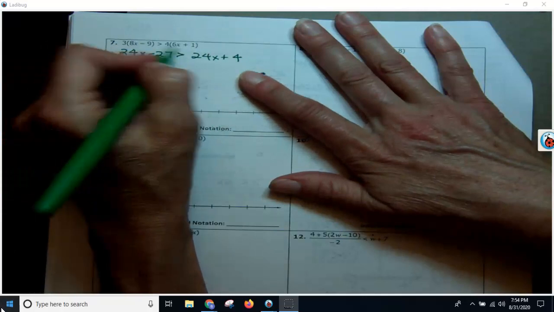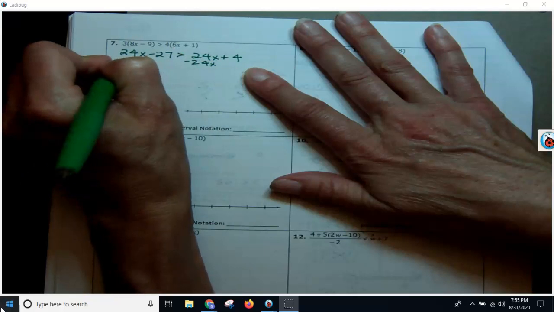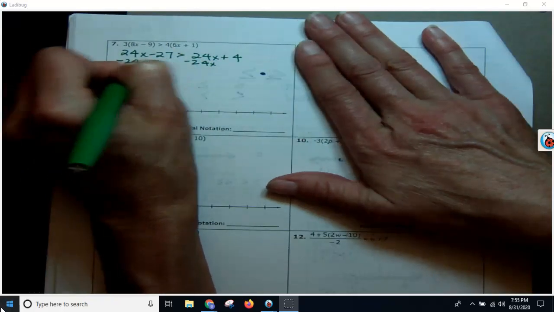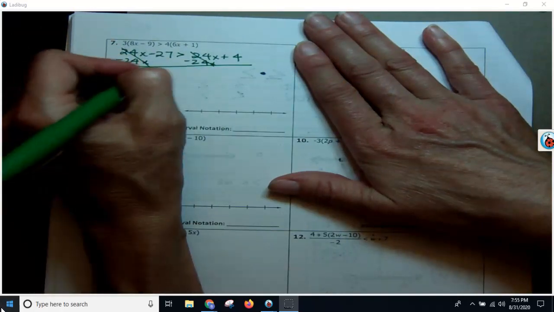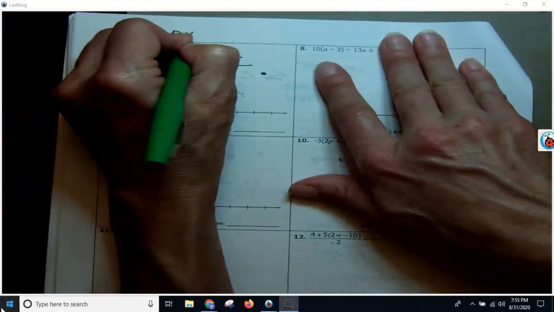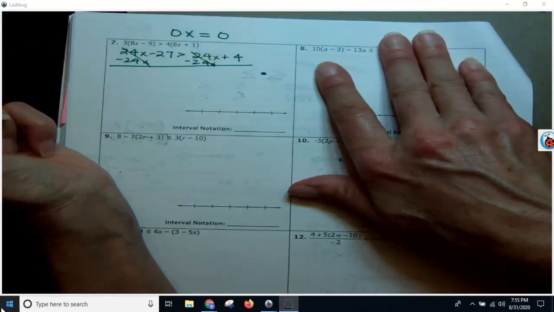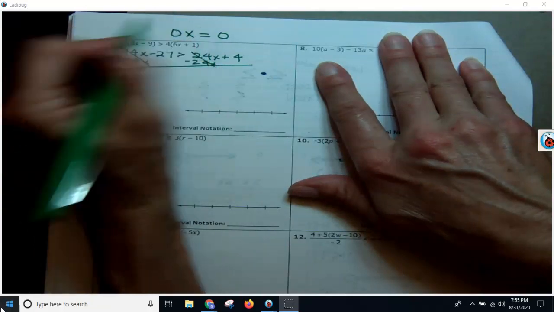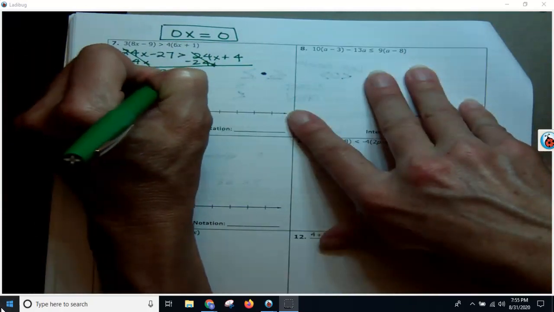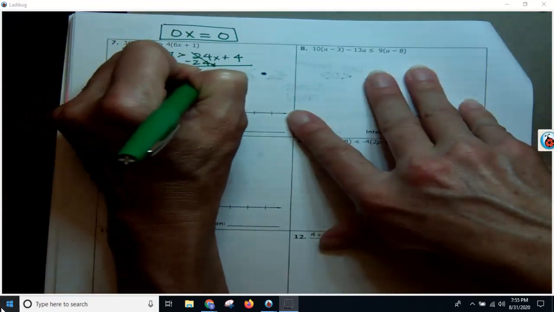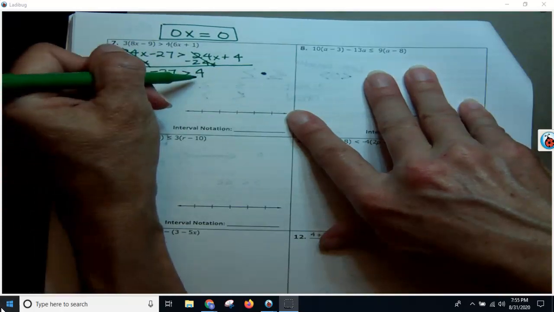So I'm going to subtract 24x from both sides, and when I do that, 24x minus 24x leaves me with 0x. So that is basically, keep in mind, 0x is the same as 0. It is just 0. It is not 1x. It is 0. So please make sure you understand that. So I get negative 27 is greater than 4. Now, is negative 27 larger than 4?